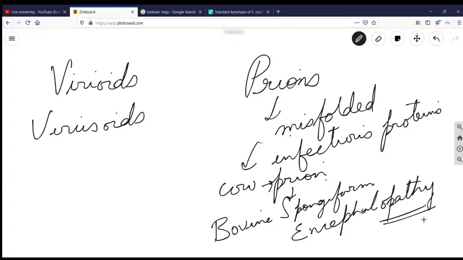When you look at viroids, viroids are the smallest infectious pathogens which are known. They contain a short strand of circular single-stranded RNA which has no protein coding. Circular RNA, circular ssRNA.